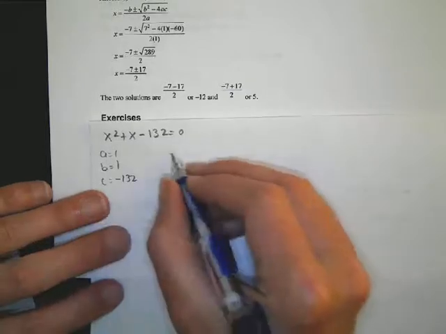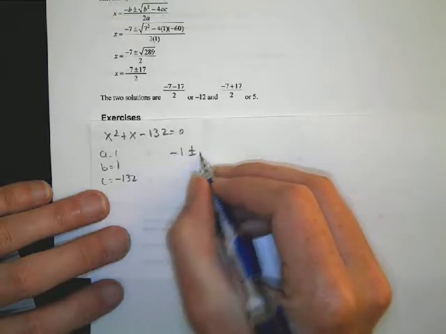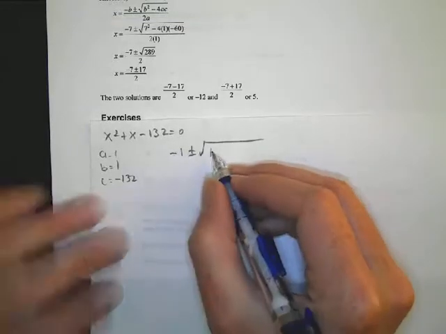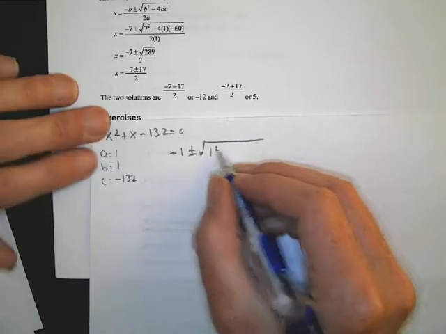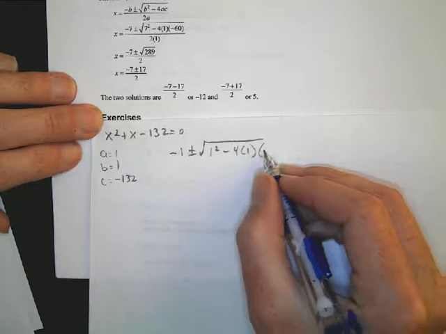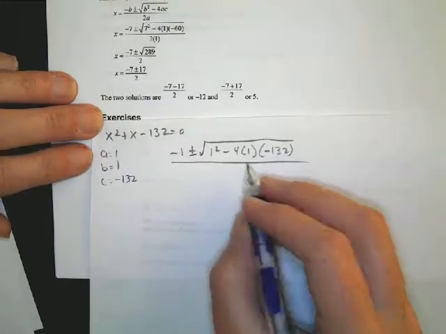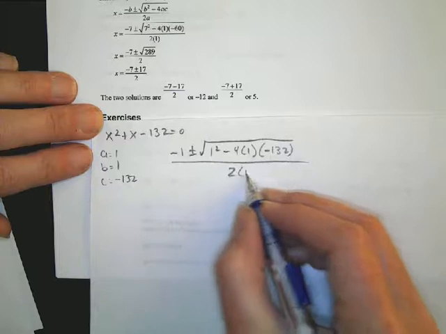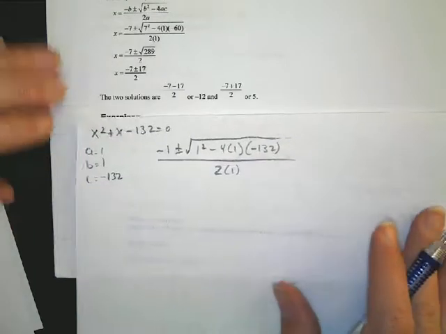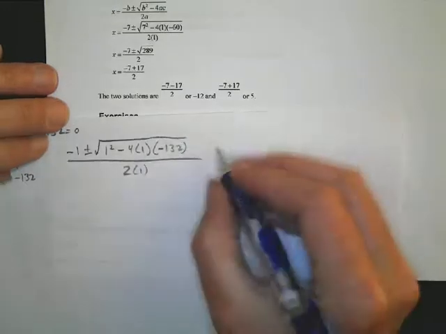So here's what it looks like. I do negative b, which is 1, plus or minus the square root of b squared, which is 1 squared, minus 4 times a, which is 1, times c, which is negative 132, all divided by 2 times a value, which is 1. And that's my setup. So from here, now it's a matter of just doing the math and solving it out.